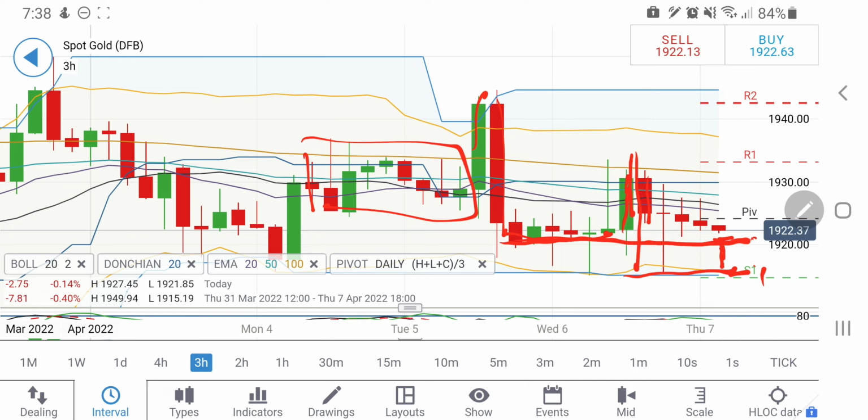And yes, above 1928 it's good to go long here, and you can expect that it can give you a sharp rise towards 1934 and 1940 levels. So take your positions accordingly. Now on the downside, we have already seen, take your positions accordingly.